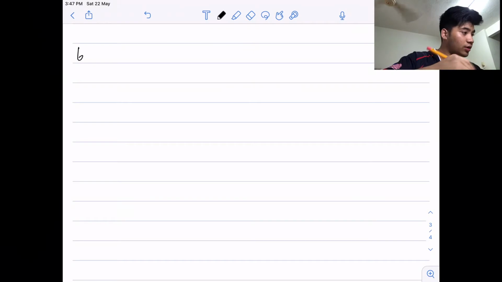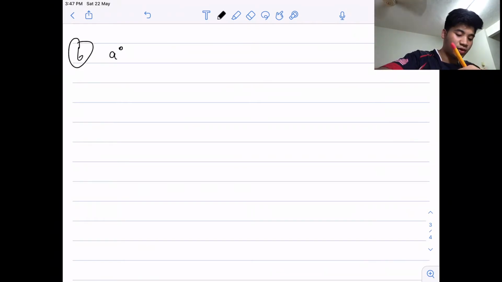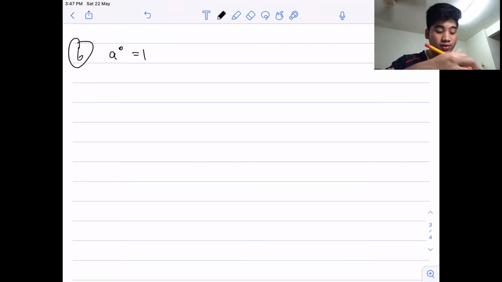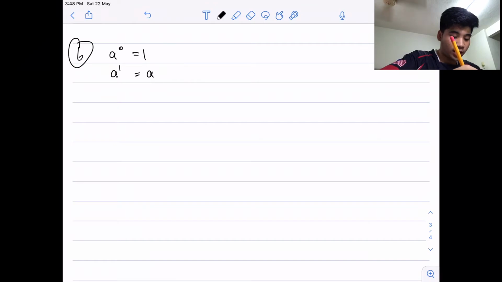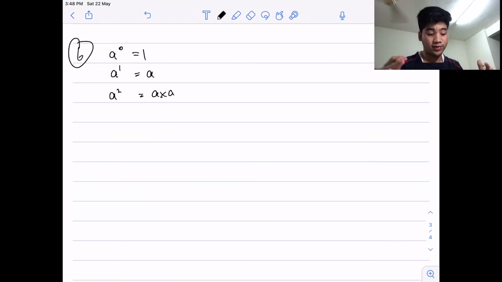Now let's look into the sixth law. The sixth law is when a is to the power of 0. So basically anything to the power of 0 will equal 1. Alright, but if it is a to the power of 1, it will become itself, a. But a to the power of 2, that's when it becomes a times a, alright? And a to the power of 3 is just a multiplied by itself 3 times.